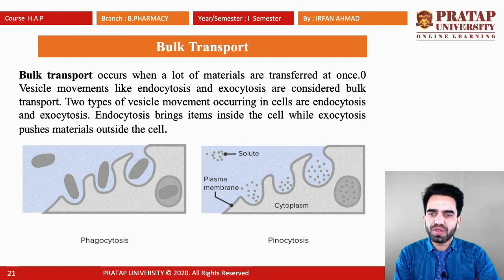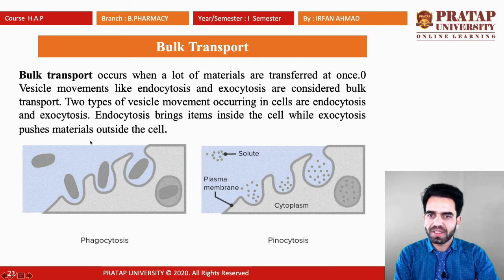There are two types of vesicle movements which occur in cells: endocytosis and exocytosis. Endocytosis brings items inside the cell, whereas exocytosis pushes items outside of the cell. You can see here one example is phagocytosis, cell eating. Here the cell membrane changes its shape into a vesicle, and this is called cell eating. And this is pinocytosis, called cell drinking. Here you can see the solute molecules go inside the cell and a vesicle is formed.